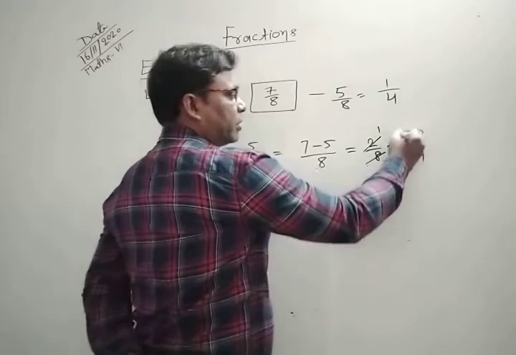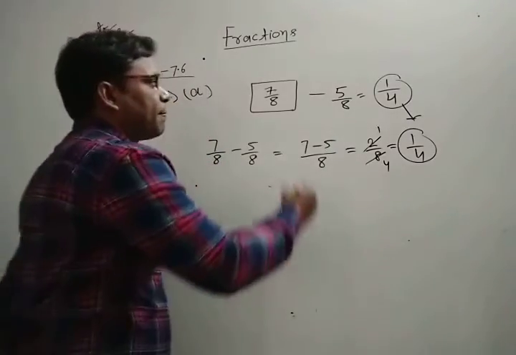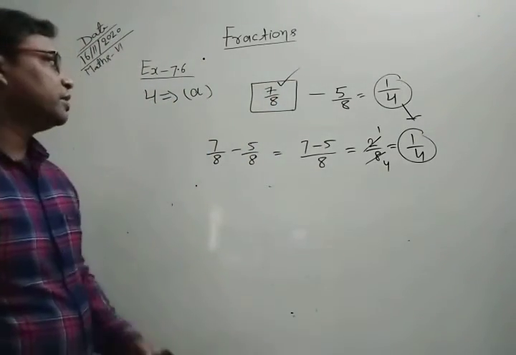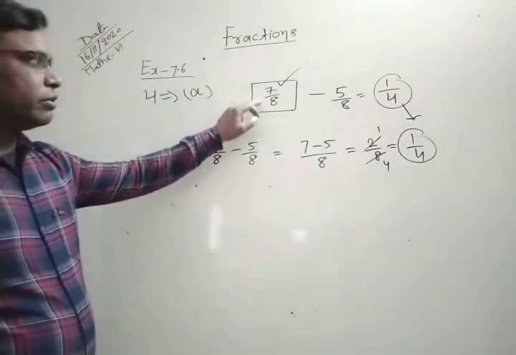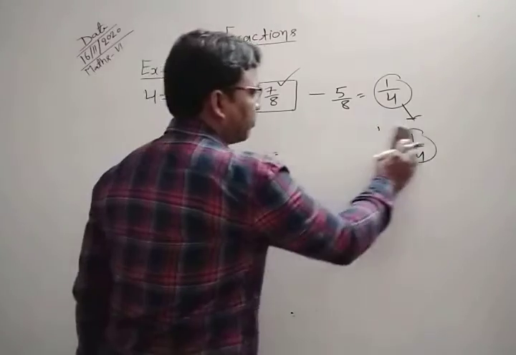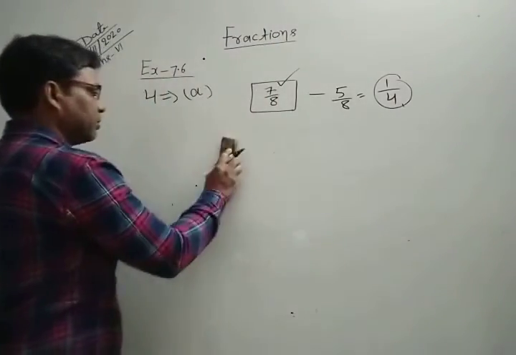So you can see here both are the same. Then our fraction 7 by 8 is correct. So in this box we can fill 7 by 8. I hope all of you understood this question. Now we are going to discuss the next part of this question. What is the next part? B part.